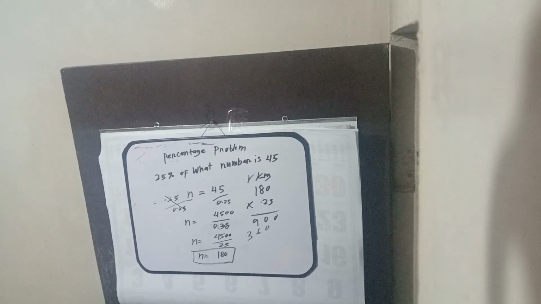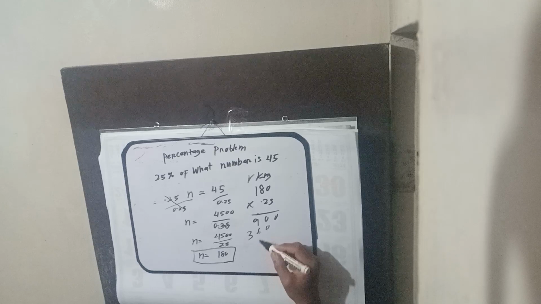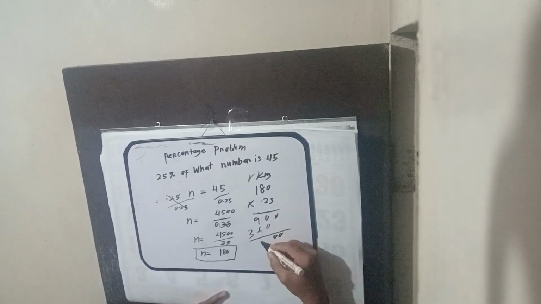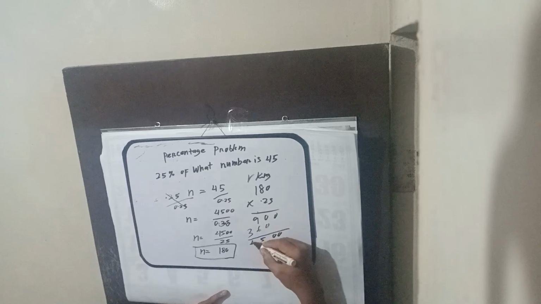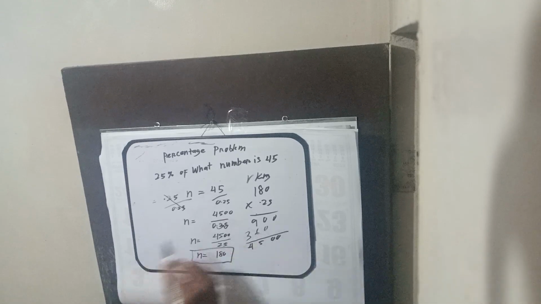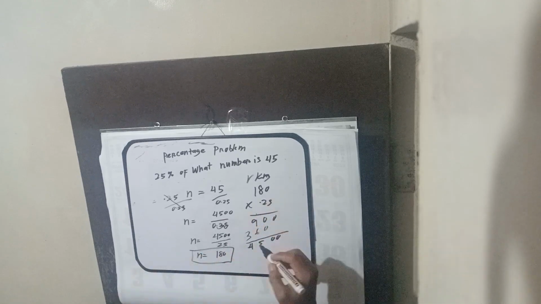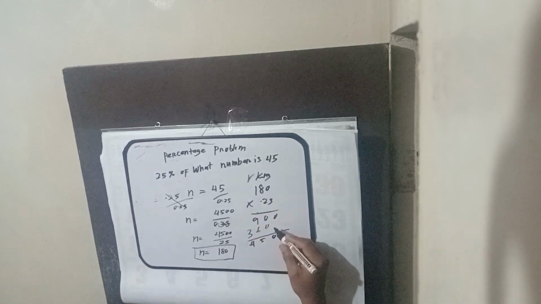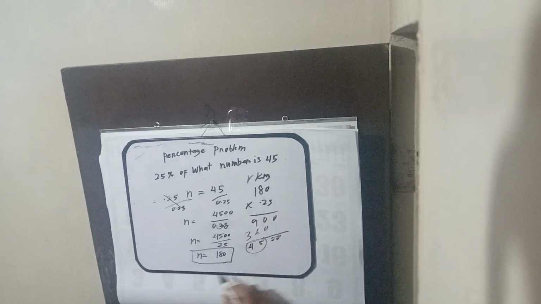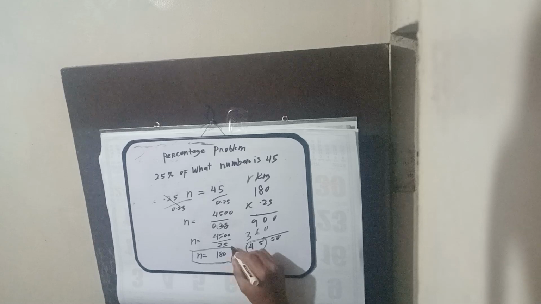25% of what number is 45? Okay, ito na guys, 0054. So for ano siya guys, 4500. Kakancel natin yung dalawang zero guys, kasi percentage kasi siya guys. Kakancel natin yung dalawang zero. So ito guys, tama, n equals 180. So check yung ano natin guys.